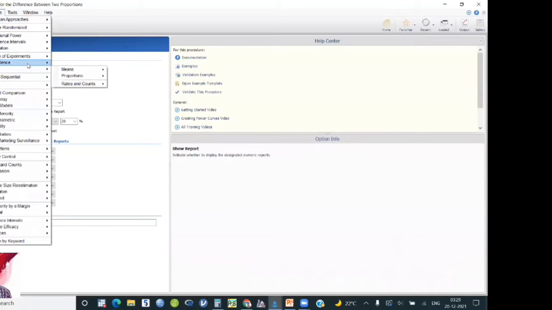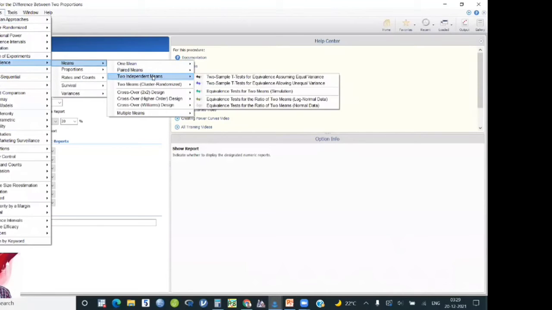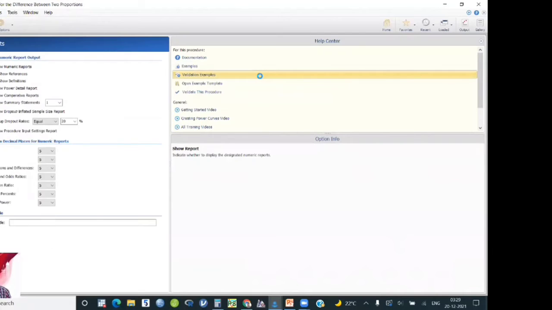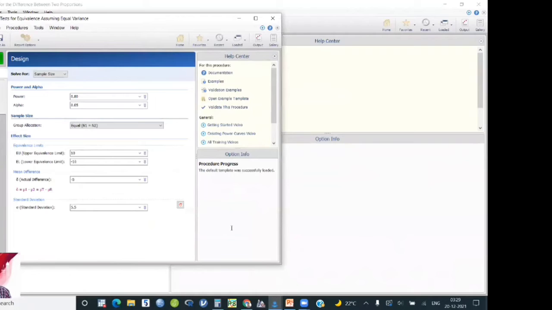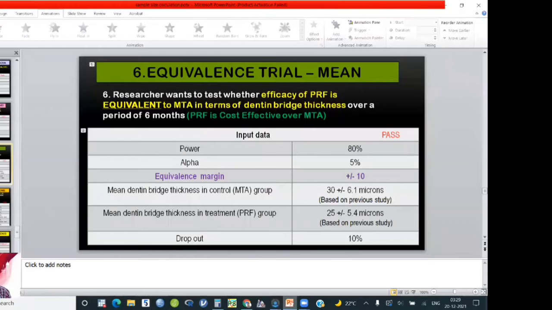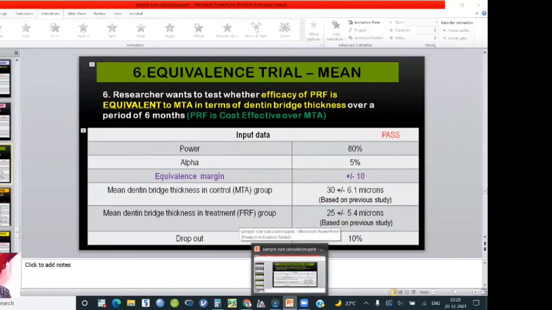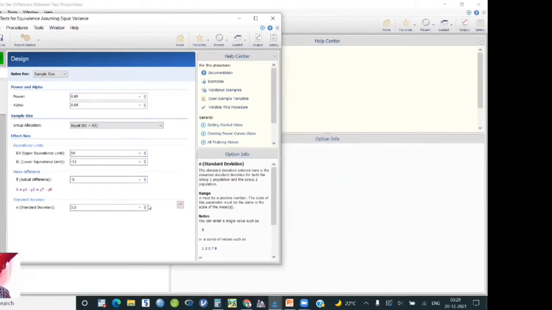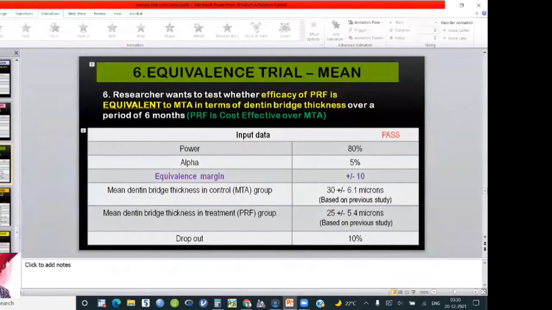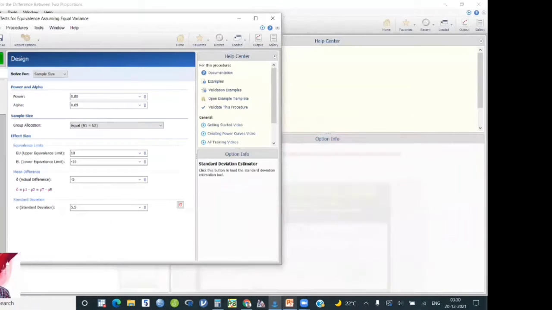Procedures, equivalence. Equivalence means two independent means, two samples assuming equal variance. So the values are already fed here. Let me tell you what the values are. 80 is the power, alpha is 5, and the equivalence margin is plus 10 and minus 10. The actual difference between the two groups based upon the pilot study is 30 minus 25, which is minus 5. So I mean 25 minus 30, we have to take in the reverse direction.